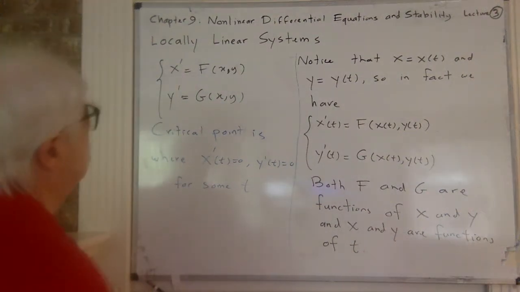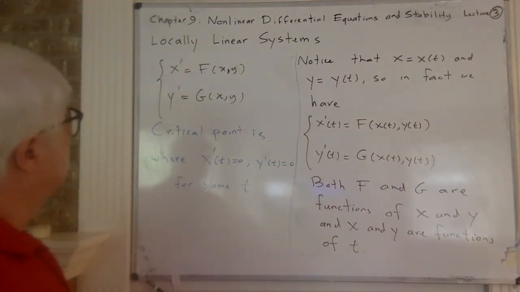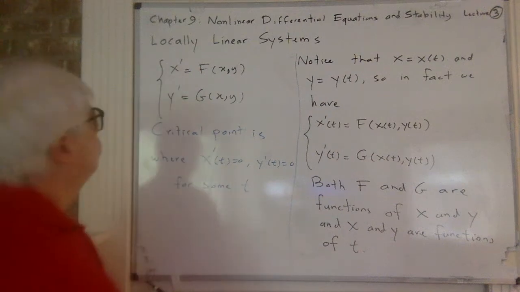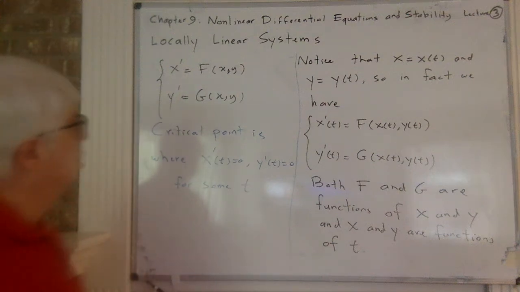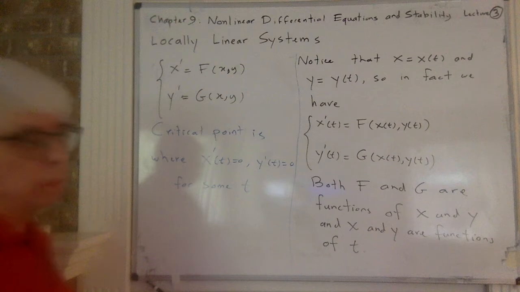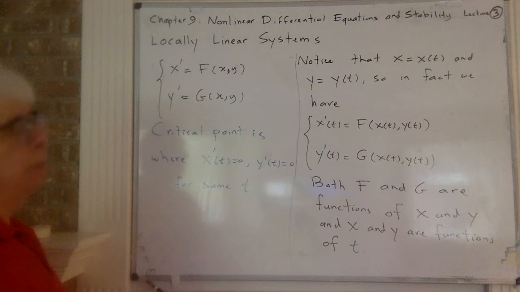Now, locally linear systems. Before this section, we were dealing with x prime equals some linear combination of x and y, and y prime was also a linear combination of x and y. Now, suppose on the right side we have functions of x and y. So it doesn't have to be a linear function. There are two functions of x and y. It can be quadratic, it can be sine, cosine, e to the power x, any function.